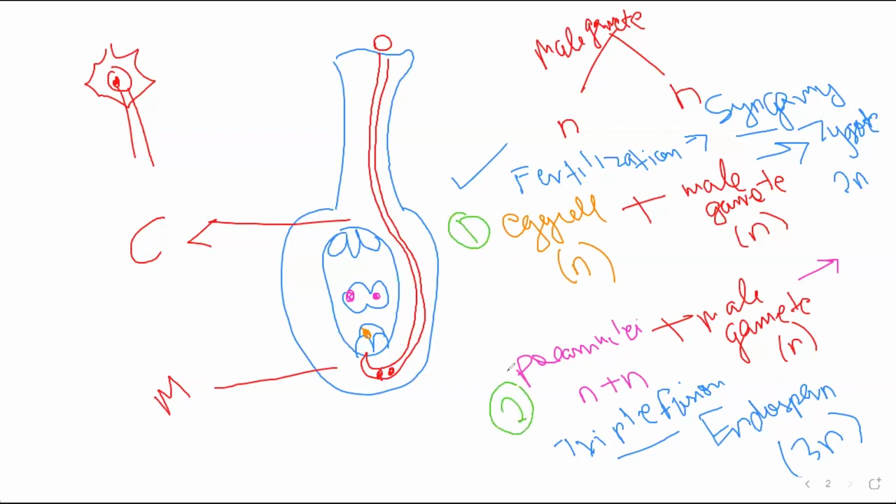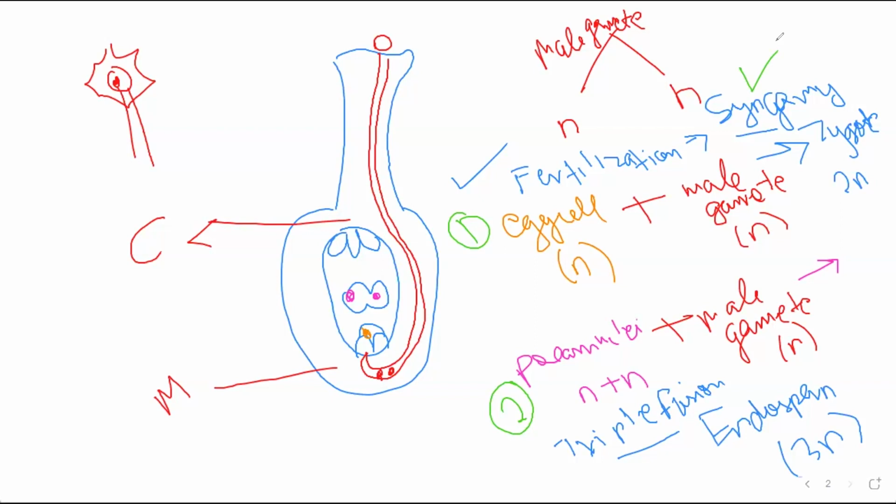So what's happening to the first male gamete? The first male gamete fuses with the egg cell and forms a zygote, that is a diploid structure. That is a fertilization only. This fertilization is named syngamy. Remember the term syngamy. One more male gamete is traveling in the pollen tube region. The second male gamete is meeting the polar nuclei. Now this polar nuclei is having two structures, n plus n. Then n plus n plus n becomes a triple fusion. It forms a triploid structure, that is an endosperm.